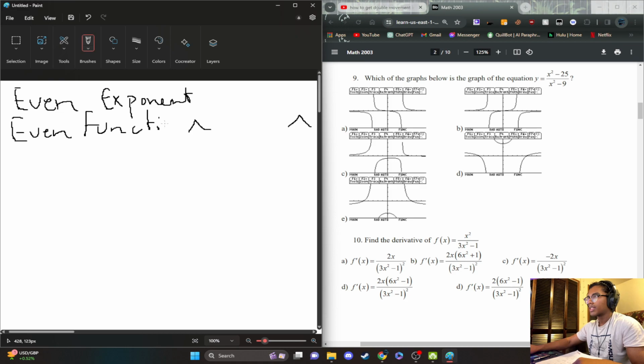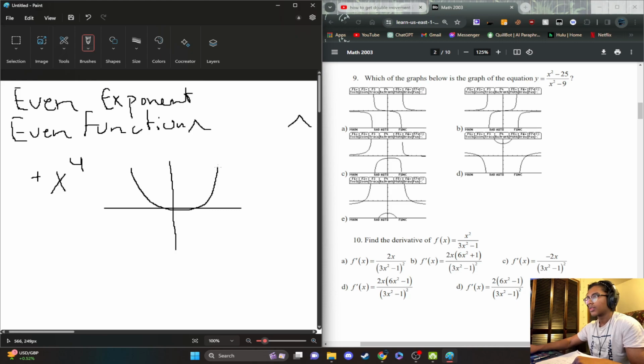So what am I saying here? So even exponent, right? Let's say x to the fourth power. This is an even function, because it's a positive x. Also, it's an even exponent because it has an even exponent. That was redundant. Okay, so x to the fourth would just be this.